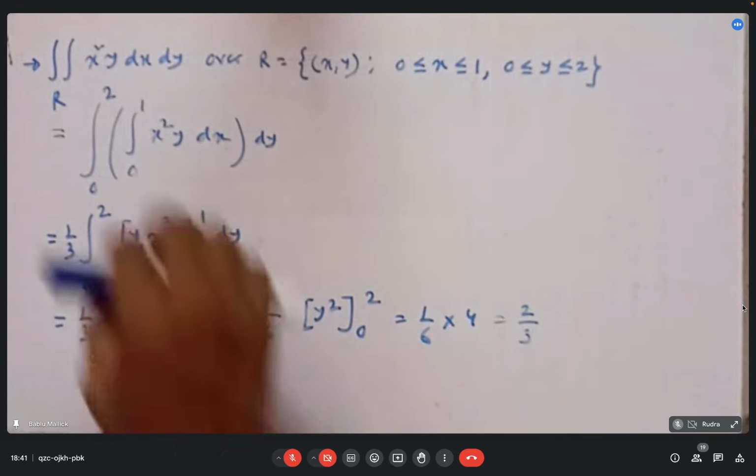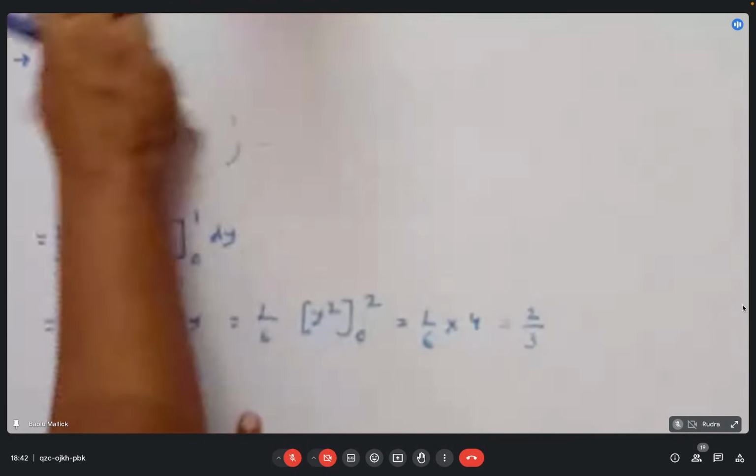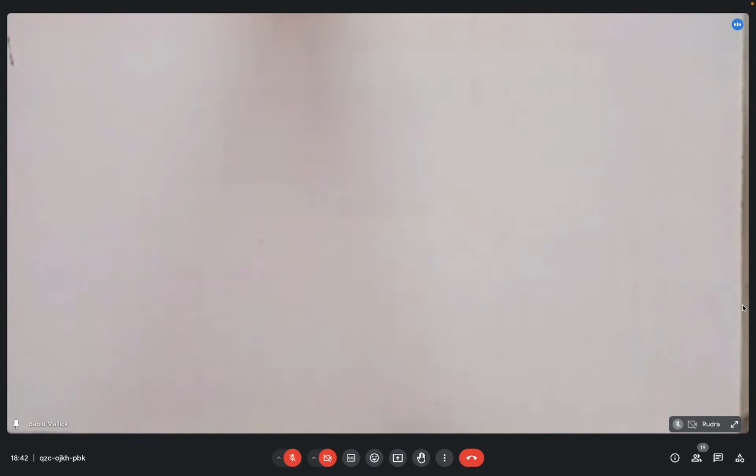Write it. So this is another representation of integration. Next, write. Evaluate integration from 0 to this.